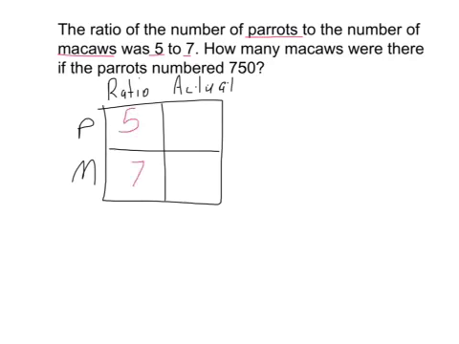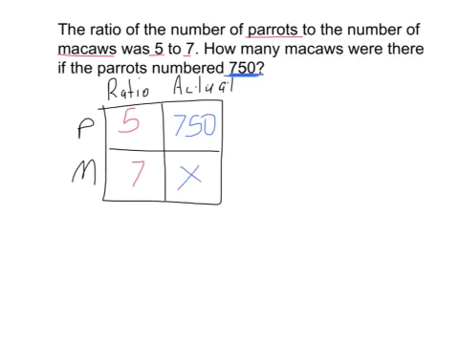Then we have this next part of the sentence that says, how many macaws were there if the parrots numbered 750? This number of 750 is an actual amount. If there were actually 750 parrots, and that goes across from the parrots, how many macaws would we have?